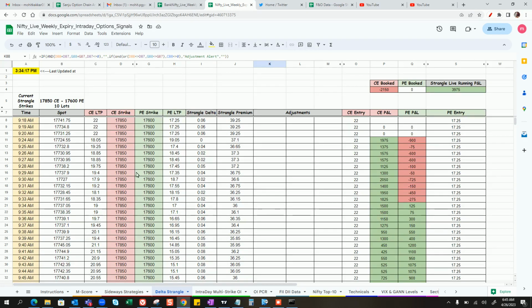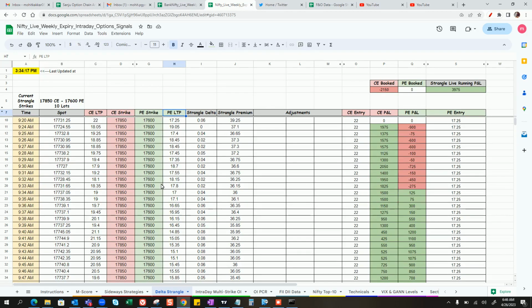So when we say delta strangle, we are doing intraday strangles. Strangles meaning short strangle. We are selling both the call leg and the put leg. This is the new addition in the Nifty sheet. I'll be adding it shortly in the Bank Nifty sheet as well.